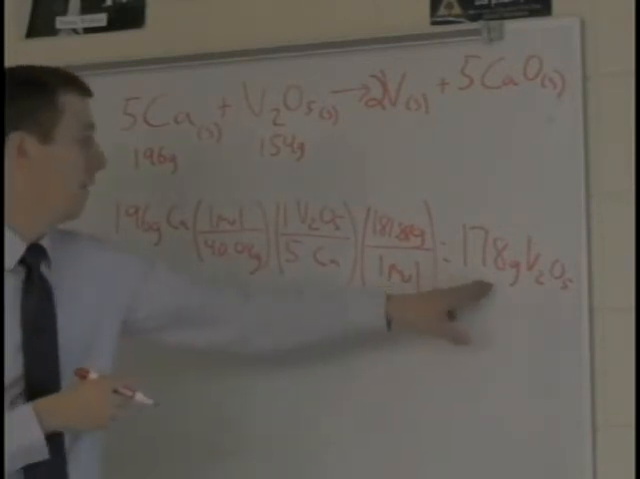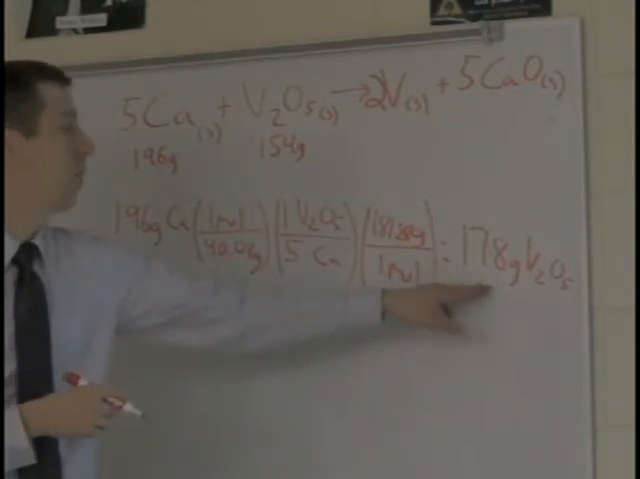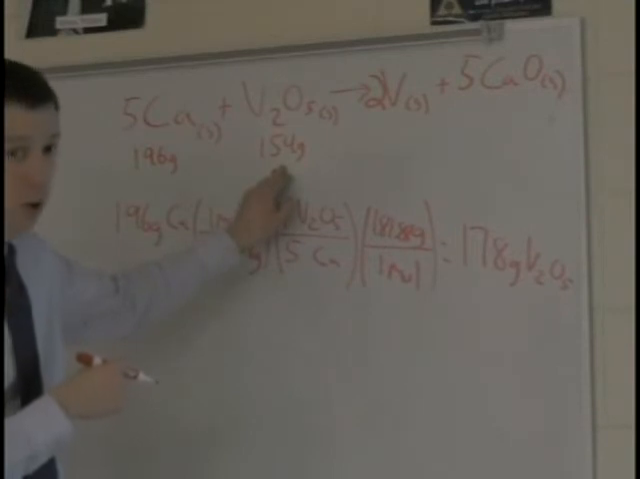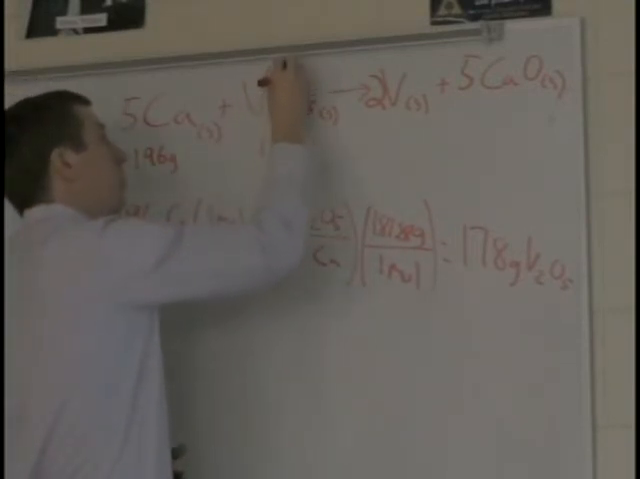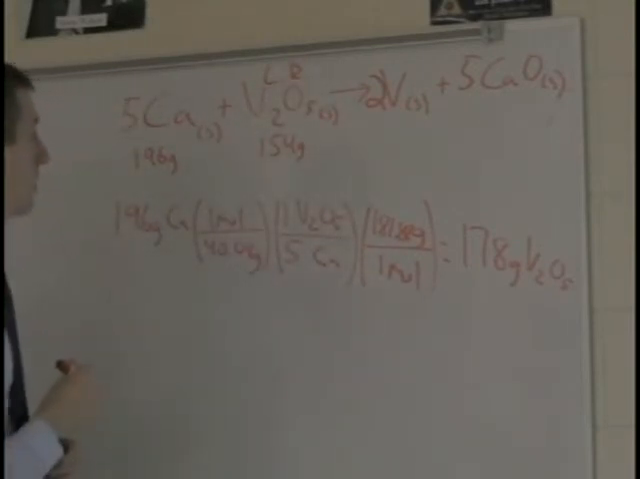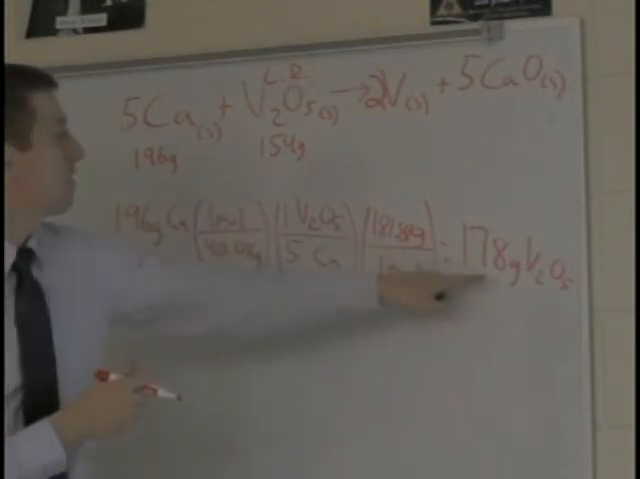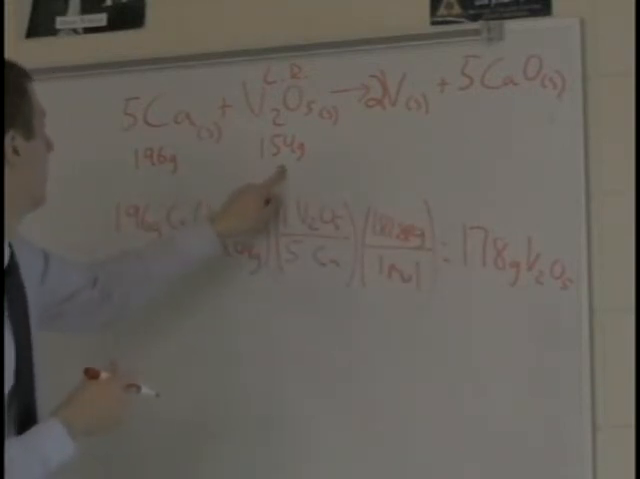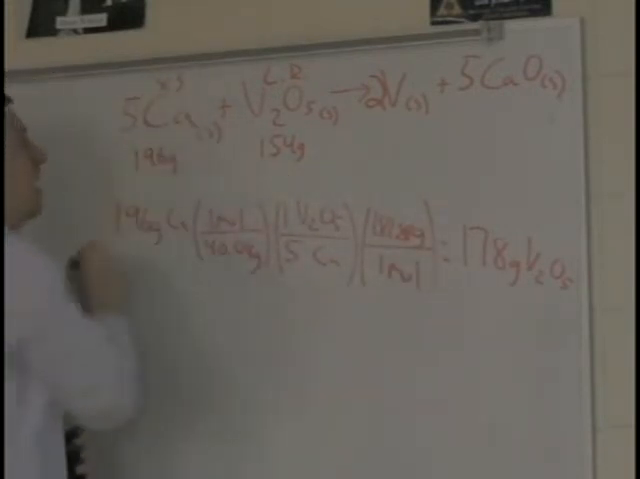Do we have 178 grams of V2O5? No, we don't. We have 154 grams, which means the V2O5 limits the reaction. Because if 196 grams were to completely react, it would need 178 grams. We don't have that much. Calcium is our excess reagent. Our limiting reagent is the V2O5.